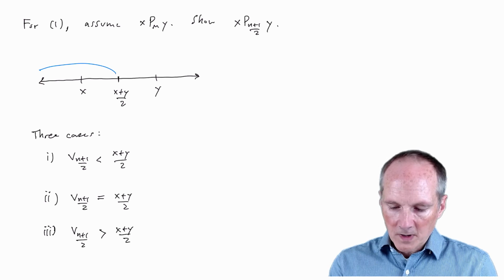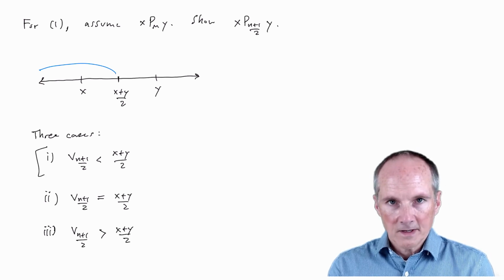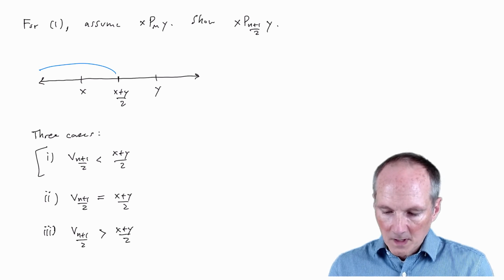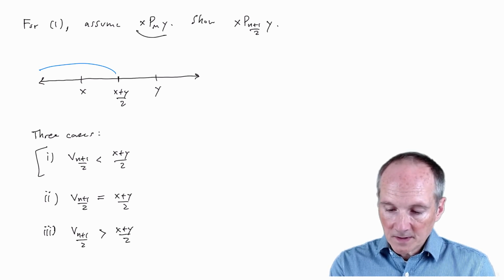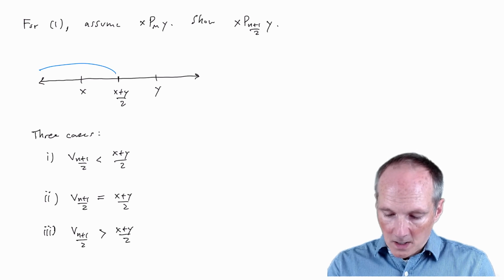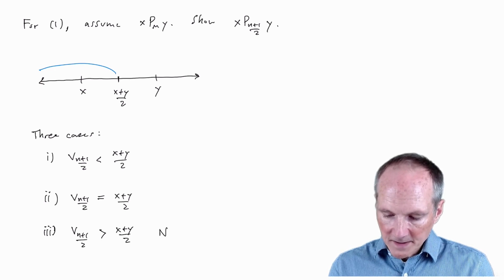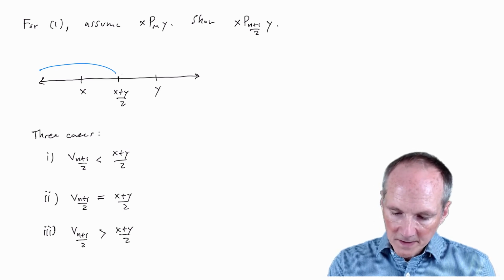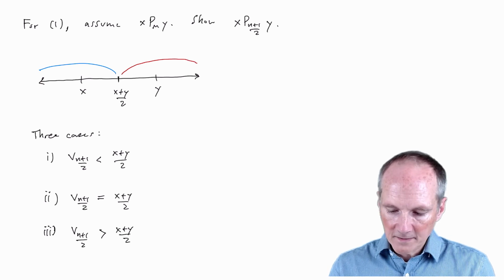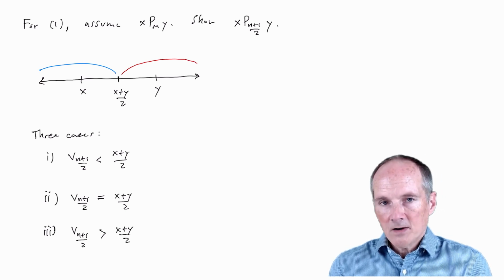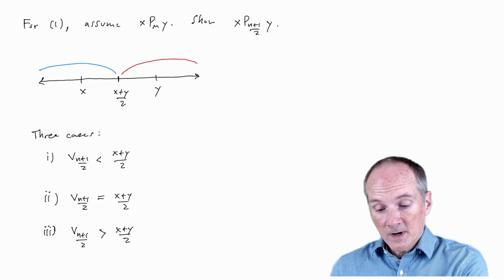All right, so the one we want is the first one, and I'm going to rule out the last two using our assumption that x beats y. All right, so in the last case here, let me draw it like this. That means that the median voter is actually to the right of the midpoint. That means that their ideal point is closer to y than to x.